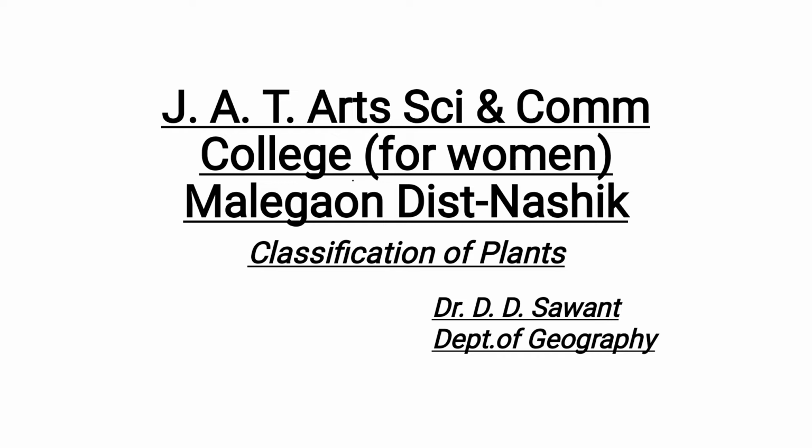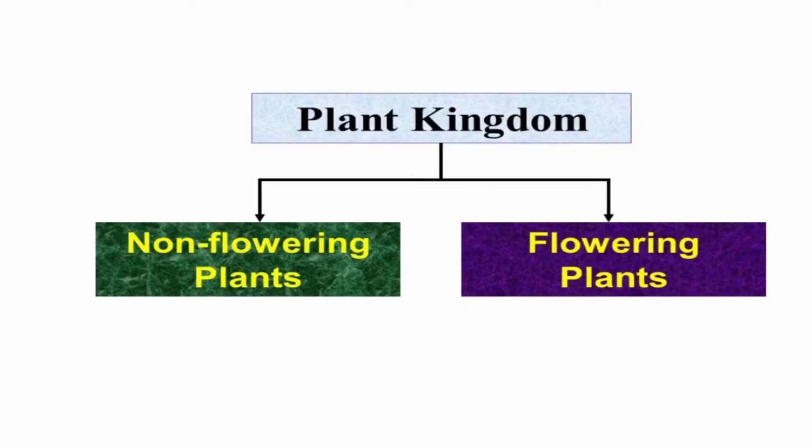Today's topic is the classification of plants. Now, the plant kingdom is of two types. Number one is non-flowering plants, and second one is flowering plants. The most characteristic feature of the plant kingdom is the diversity of plants.